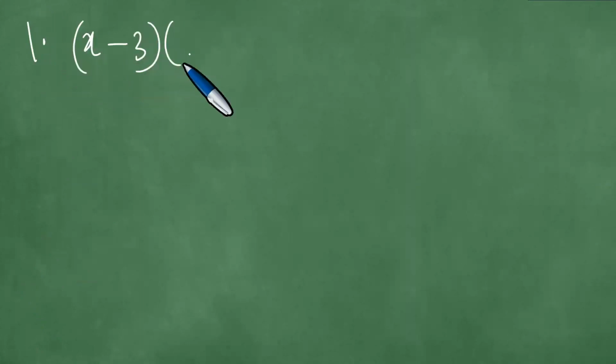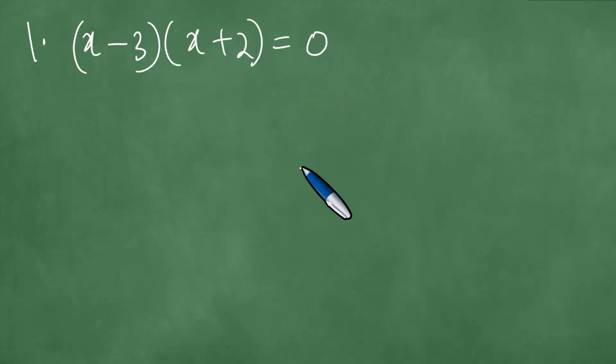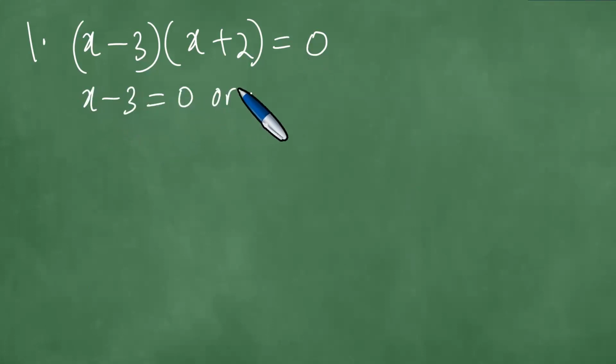So let's look at number 1. Number 1 is actually x minus 3 into x plus 2 equals 0. This one is very interesting and very, very easy. We first look at the question and say we are multiplying two expressions and the product is 0. Product is the result after multiplication. So if you multiply this with that, you're getting 0, which means x minus 3 equals 0, or x plus 2 equals 0.